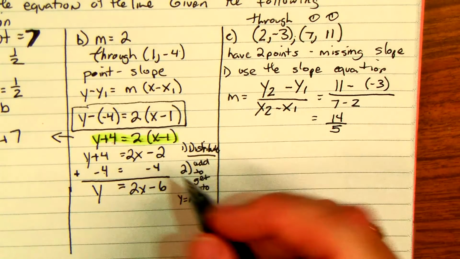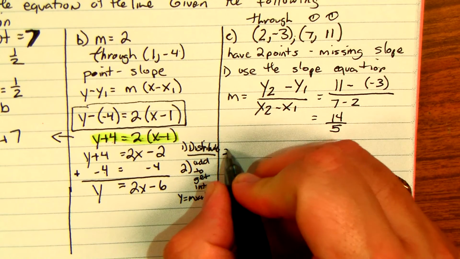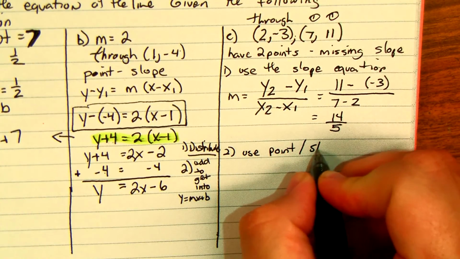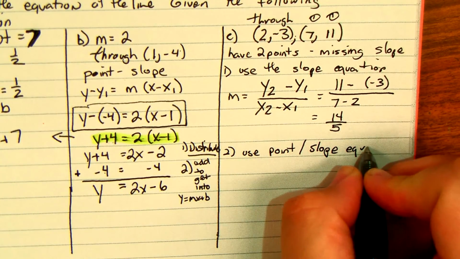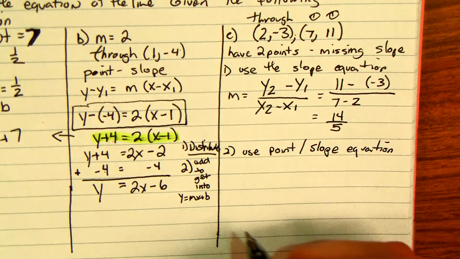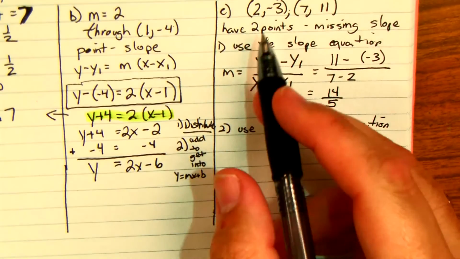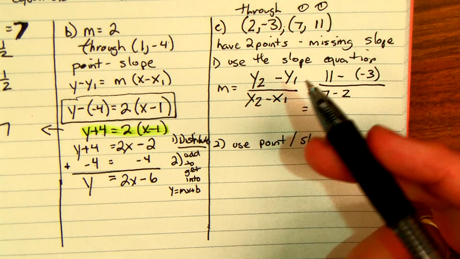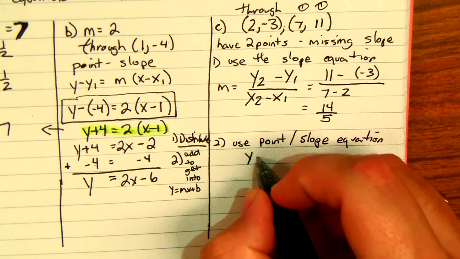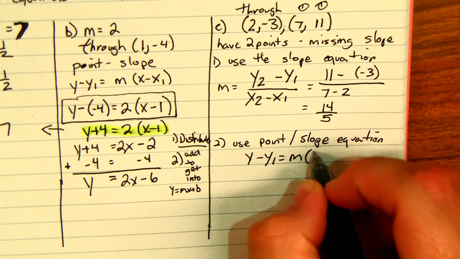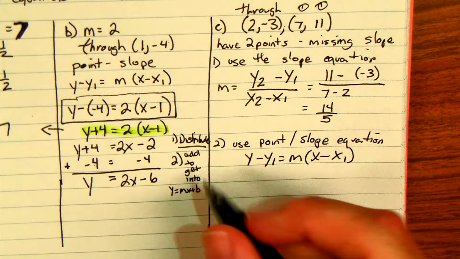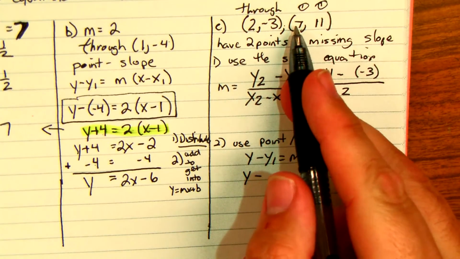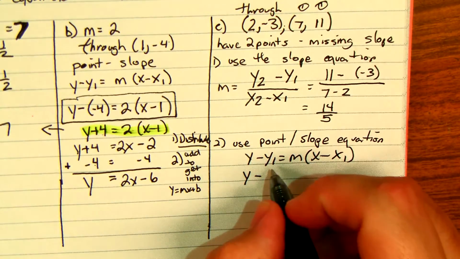But now, to use the point slope equation. So we're going to use the point slope equation here. So which point do you want to use? 7, 11. All right, let's use 7, 11. So I need y minus y1 is equal to m times x minus x1. So y minus, what's my y value? 11. So y minus 11 is equal to 14 over 5.